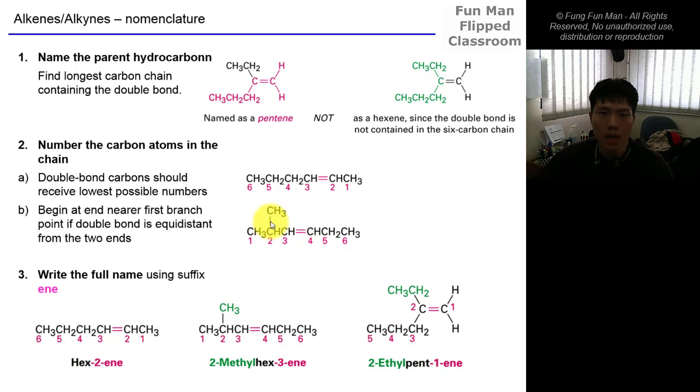Second carbon, we have a methyl. So we would rather have it on the second position than on the 5th position. So next we write it in full. So that will be hex-2-ene. This is 2-methylhex-3-ene, and that will be called 2-ethylpent-1-ene.